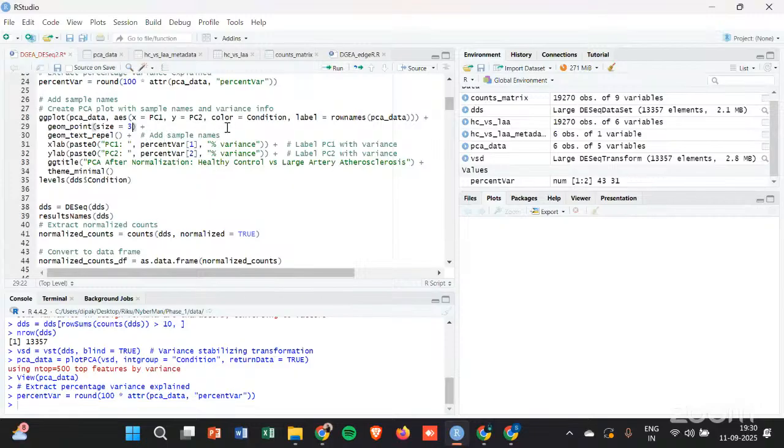Then we are defining what our x axis label and our y axis label will be. Our x axis label, if you remember, uses paste0 with a space. So it will paste PC1, then the percentage variance that we calculated, and then the string percent variance. That's just labeling the x and the y axis, and ggtitle will give you the title of the plot.